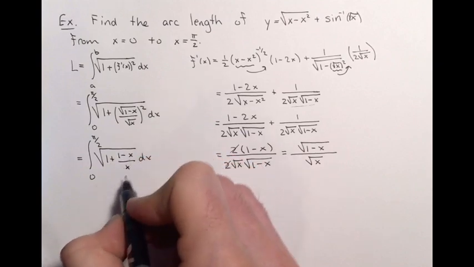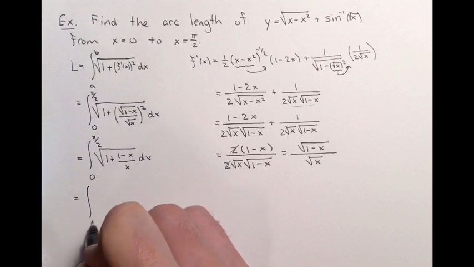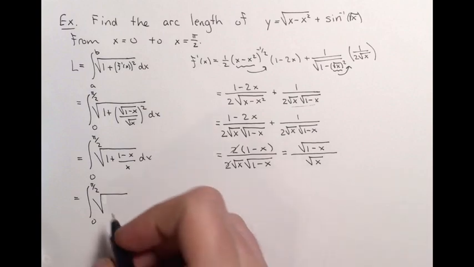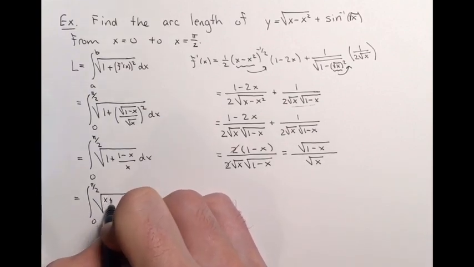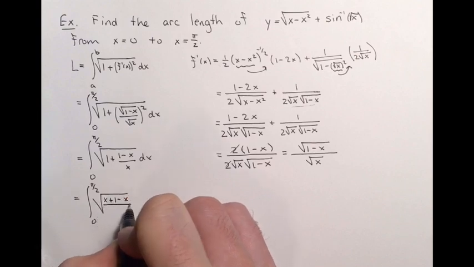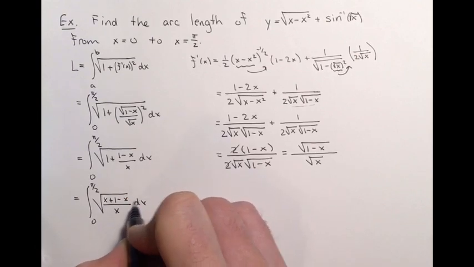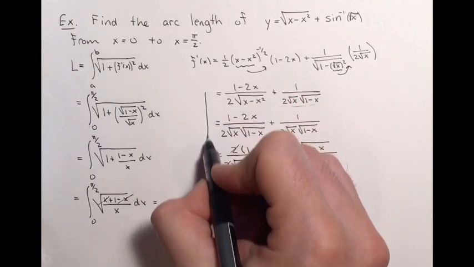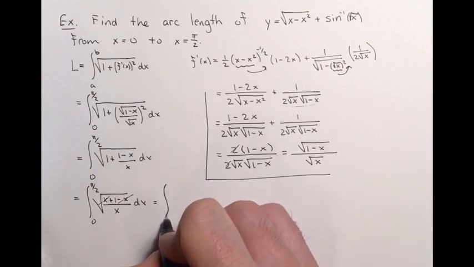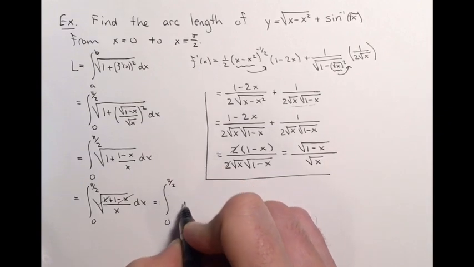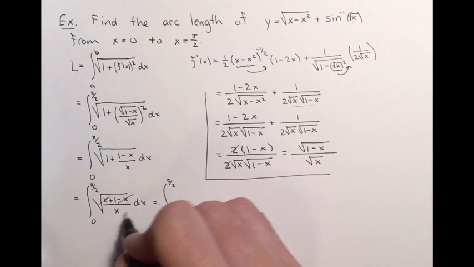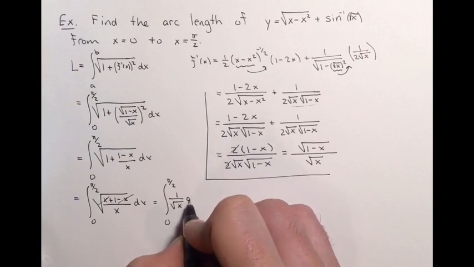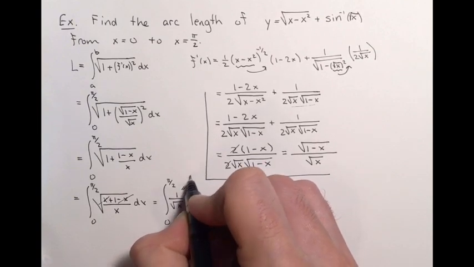So again, bring these two together now as a common denominator. And we have 0 to pi over 2. So we have x plus 1 minus x divided by x. Of course, these are going to cancel each other out, and we end up with 0 to pi over 2, and this is just going to be 1 divided by x square rooted, which is actually just going to be 1 over root x, which is x to the negative 1/2.